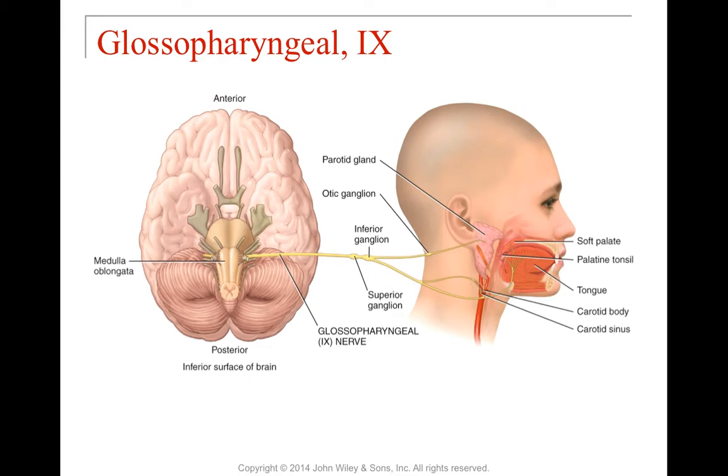We also have the glossopharyngeal nerve. That's going to be responsible for carrying taste sensations from that posterior region, the very back third of the tongue. Also touch, pain, and temperature sensations from the upper pharynx, and it is also involved in assisting swallowing, as you might imagine, because it's the back part of the tongue.